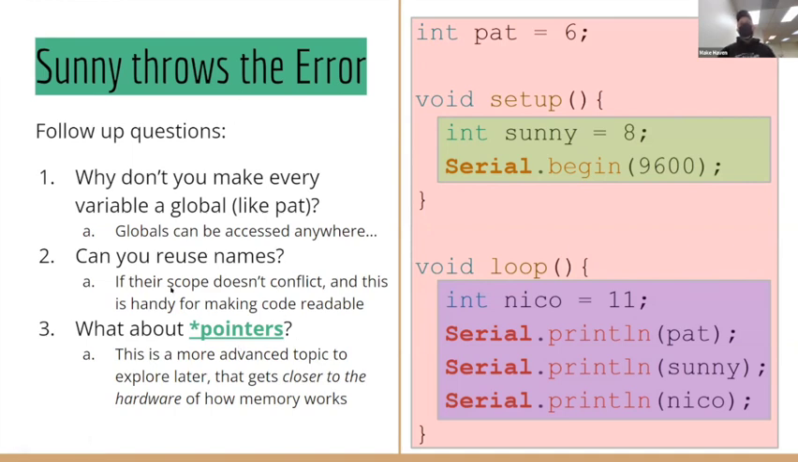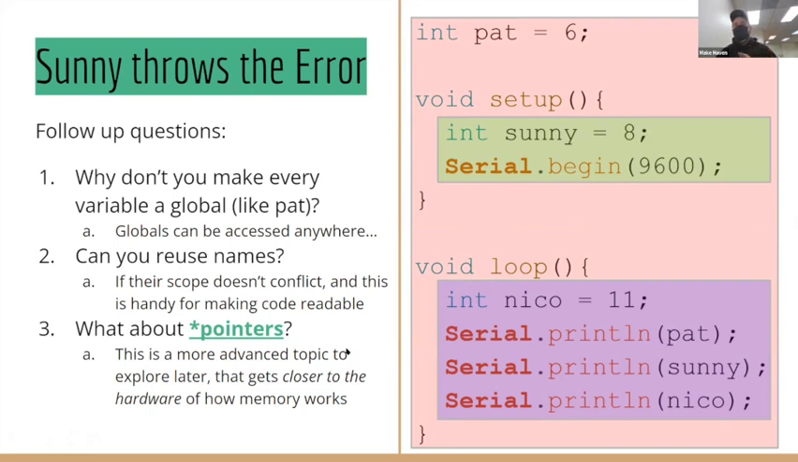If the scope doesn't conflict, you can use those names again. So I could use Sunny here. I could actually use Sunny again in void loop and I'd have no conflict. Because their scopes don't overlap, I don't have any issue with using the same name in multiple places. And so that can be really helpful depending on what you're up to, and if you're writing lots and lots of functions inside of your code.